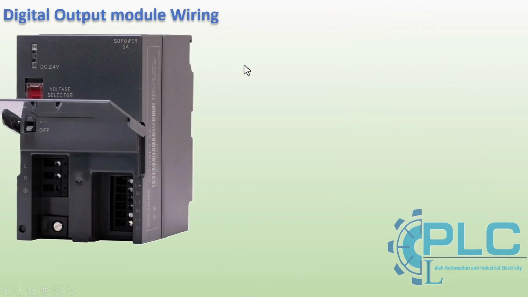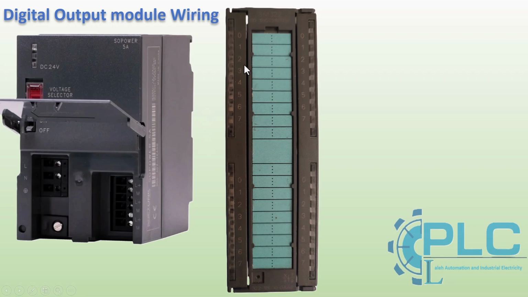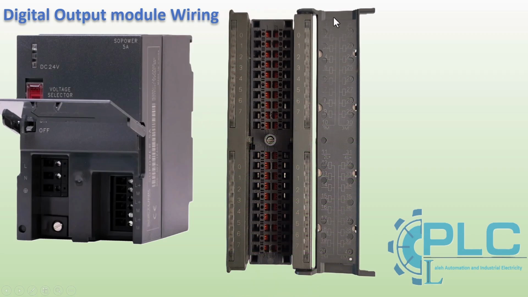Now, let's move on to wiring the SM322 digital output module. In this example, we have a SM322 module, and we will go through the proper wiring process step by step. When you open the module cover, you will see a printed wiring diagram inside. This diagram provides instructions on how to correctly connect the module. The SM322 digital output module operates at 24-volt DC and uses transistor PNP outputs.